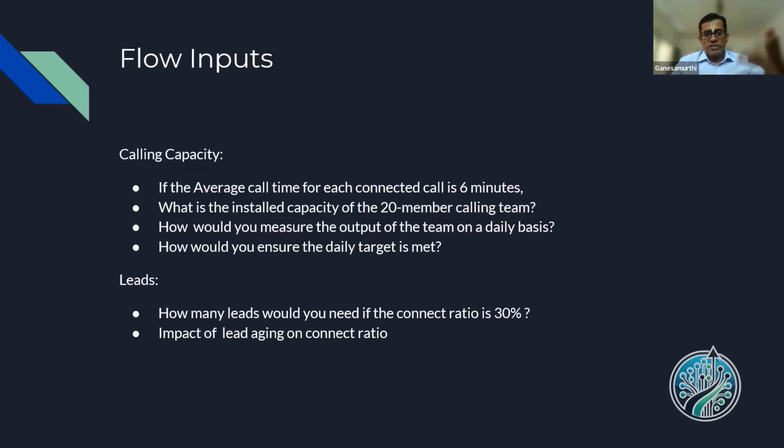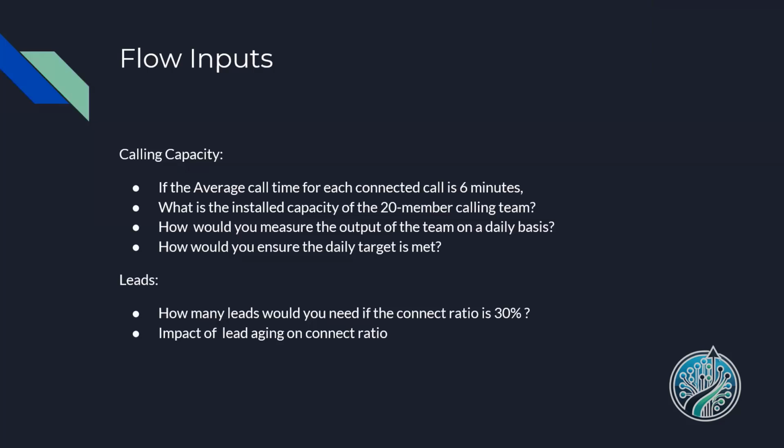In the flow process, first we defined the flow. Then we said what the targets are. Then we are looking at the inputs. The first input is capacity, calling capacity. The second input is leads. This slide is about inputs. So you need to know how many leads have to be there and what the connect ratio is. We said 1,200 calls is the capacity. If the connect ratio is only 30%, how many leads need to be picked the previous day? 3 times that, 3,600, close to about 4,000 leads you have to pick.